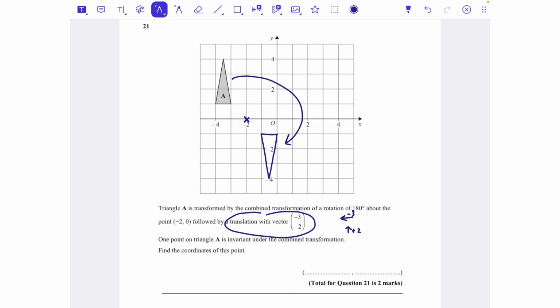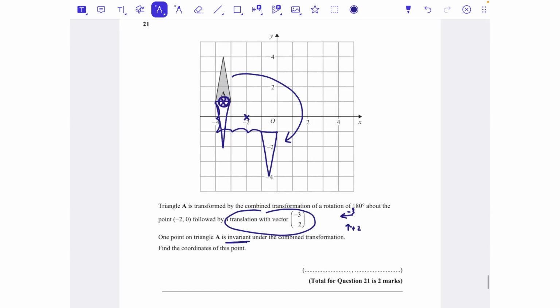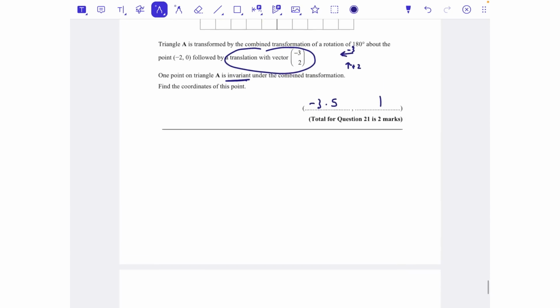So then from here, it's going to go 1, 2, 3, 2 up, and it's going to end up here. Now there is one point that hasn't moved under that transformation. There's one point that hasn't moved, and it's this point here. This is the only coordinate that has not changed. After I've done all that, it's still in exactly the same point. So that point has not moved, and we call that the invariant point. So there is one coordinate that has not changed after that transformation, it's that point there, so we're going to put -3.5, 1. Very tricky, but actually quite nice when you know how, so hence why I've put it on there.